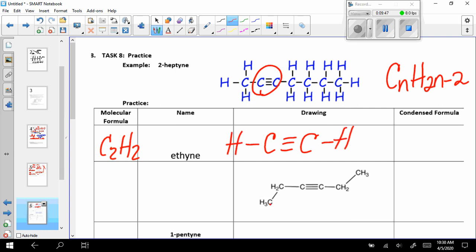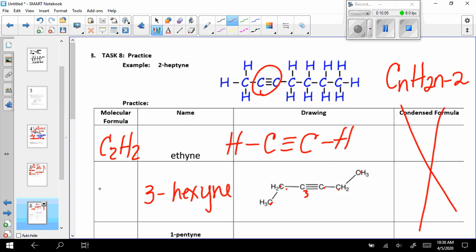All right, this one, 1, 2, 3, 4, 5, 6. So 6 is hex, yne, because there's a triple bond. 1, 2, 3. It comes after the third carbon, so 3-hexyne. Again, you don't have that part there. So that's C3. H, double it would be 6, minus 2 would be 4. Oh, I'm sorry. It wouldn't be 3, it'd be 6 here. Duh. All right, sorry about that.